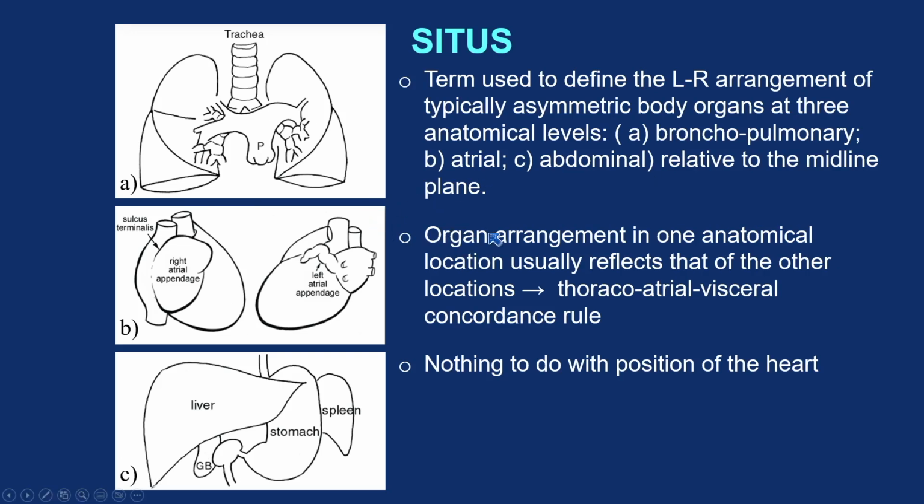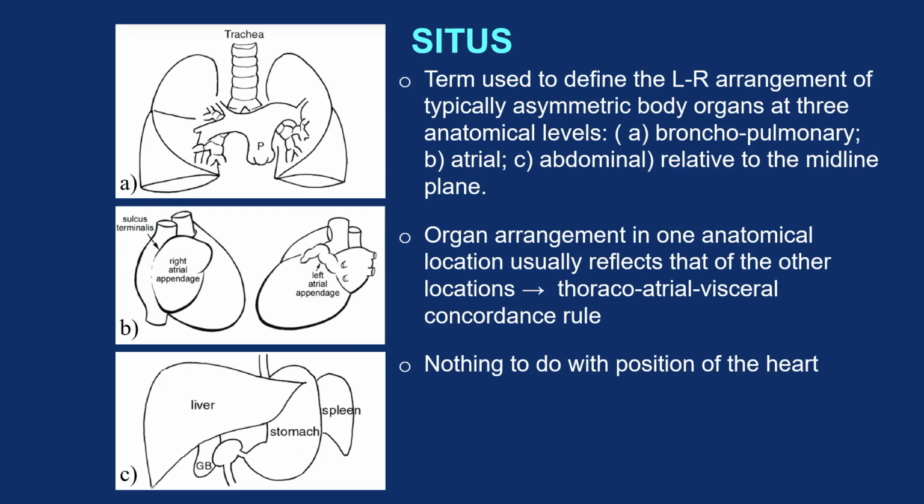Typically, organ arrangement at any of these anatomical levels reflects that of another location. So we call that the thoraco-atrial visceral concordance rule, which means if you have a left lung on the left side, you should have a stomach on the left, as an example. So that would be a concordant arrangement. It has nothing to do with the position of the heart. So you can have dextrocardia, but still situs solitus.